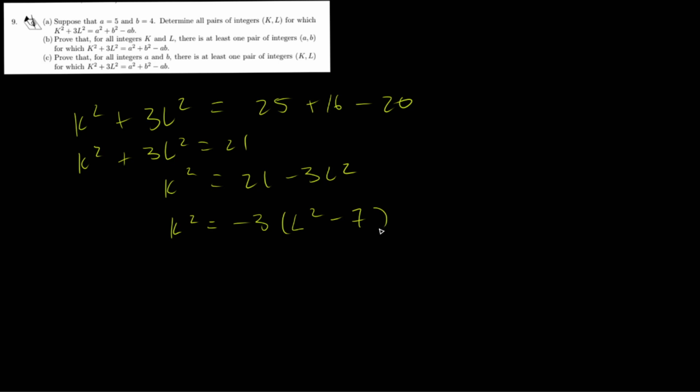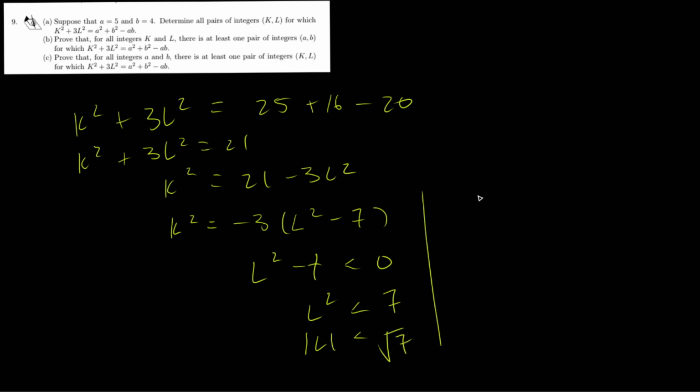Now, at this point, we have to notice something clear. This side is positive, right? Because K squared is positive, any number squared is positive. That means this side right here must also be positive. So if we want this side to be positive, then because negative 3 is less than 0, the other term is also less than 0. So we could put a bound on L. We say L squared minus 7 is less than 0, so L squared is less than 7. So the absolute value of L is less than the square root of 7.